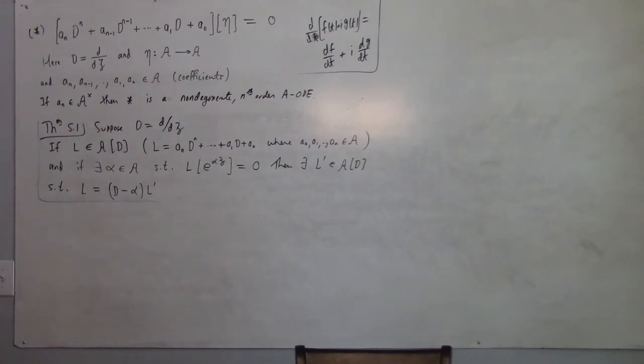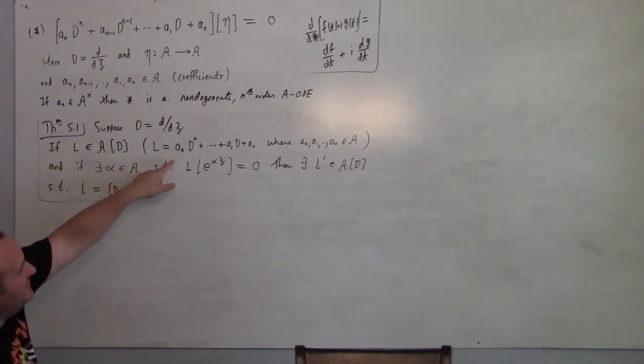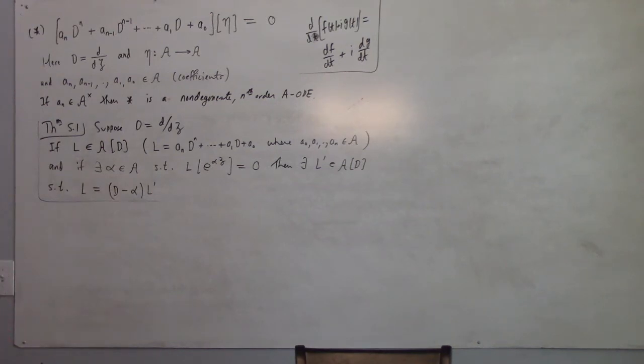So I think I understand my proof here. Oh, okay, so we have L, which is a differential operator under the algebra. To say this is in here is to mean that it's a linear combination of finitely many powers of the derivative operator. Yeah.